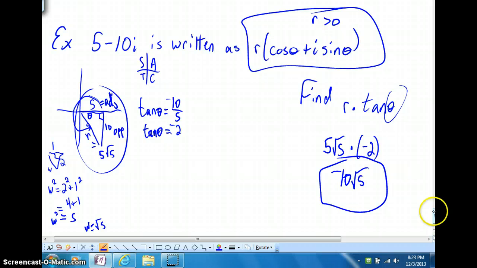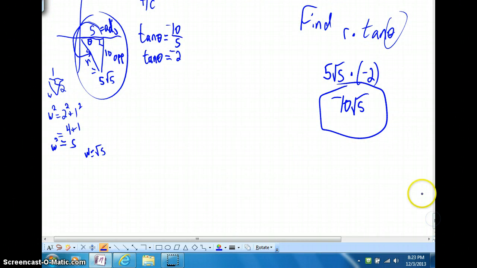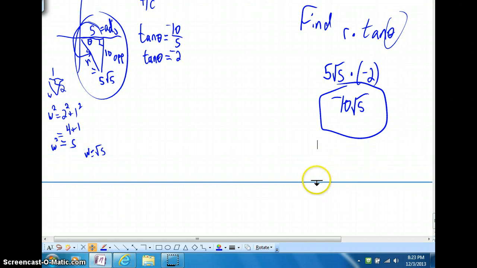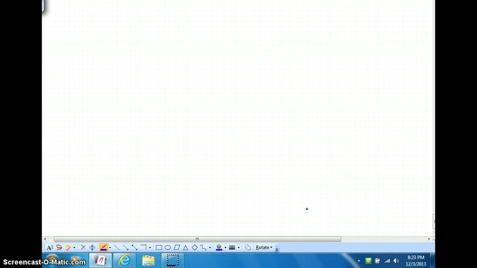There are some real powerful tools, though, that we can have working with polars. What I'd like for us to very quickly take a look at is this. If z1, the first complex number, is r1, and we'll write this out in cis notation, and we'll say this is cosine of theta 1 plus i sine of theta 1.